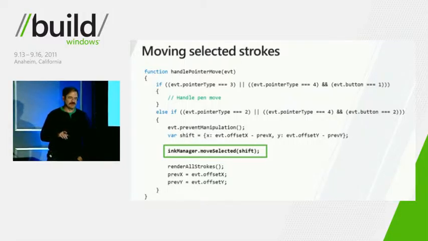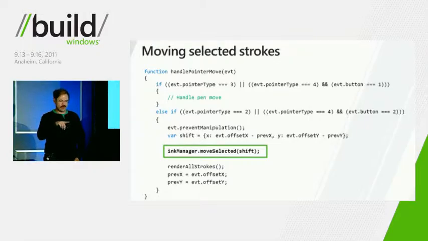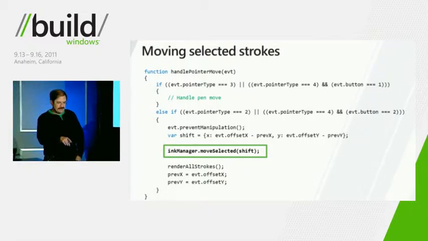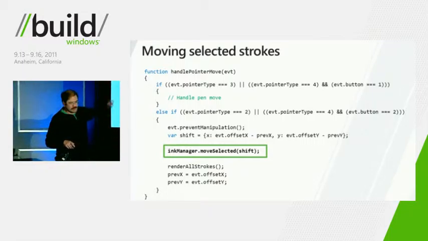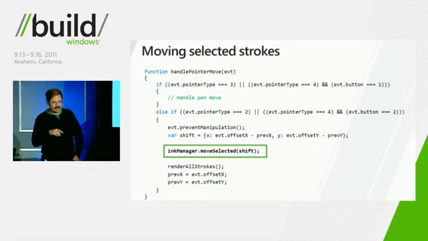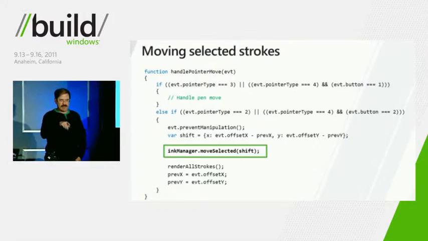Now to move the selected strokes. Over in the move handler, again, this is the part of the code where we're handling finger movement. You see we're computing a shift. You can see the offsets being computed compared to the previous XY where we first touched. Then we're simply calling the ink manager, which has a method here, move selected. The XY points passed in that object are relative, they're shifts. And every time it moves, you notice we call render all strokes.